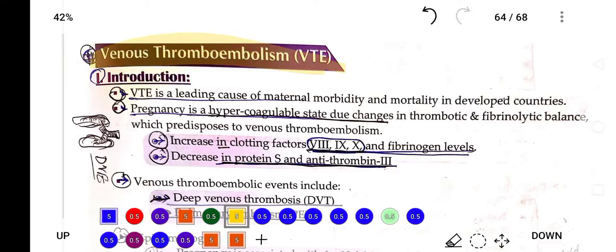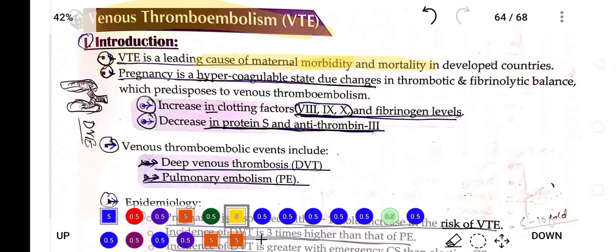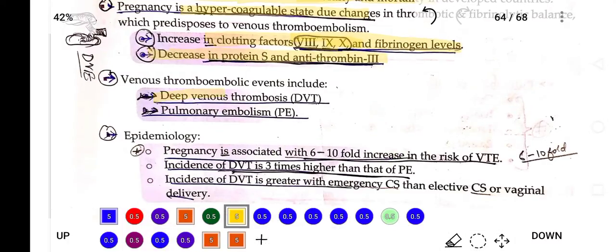Now what happens is a thrombus is dislodged into an embolus, and that embolus travels through the venous system. That condition is known as venous thromboembolism, and it is a cause of maternal morbidity and mortality in developed countries. Pregnancy is a hypercoagulable state in which clotting factors and fibrinogen levels are increased, causing creation of small clots because of decrease in protein C and antithrombin. Those clots travel into the deep veins, and that is known as deep vein thrombosis.